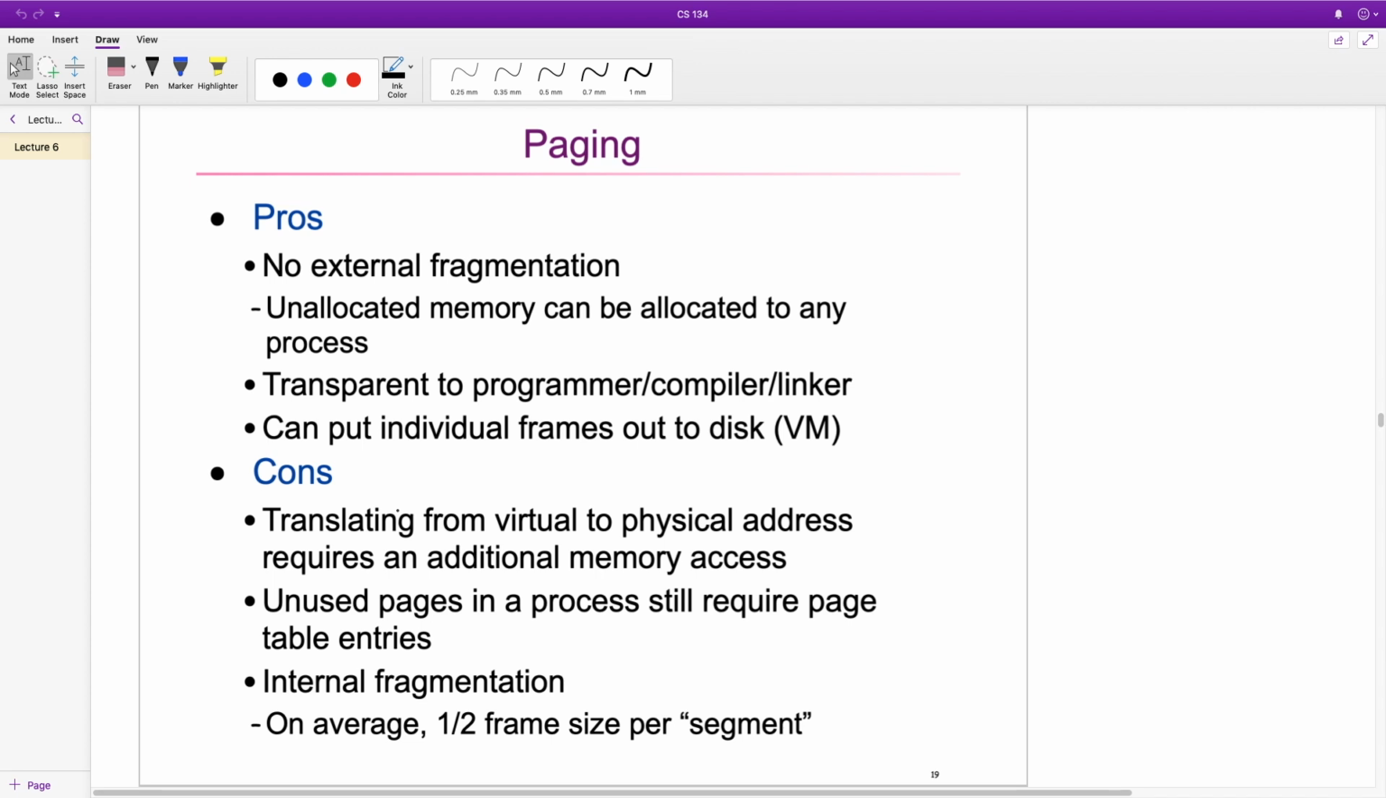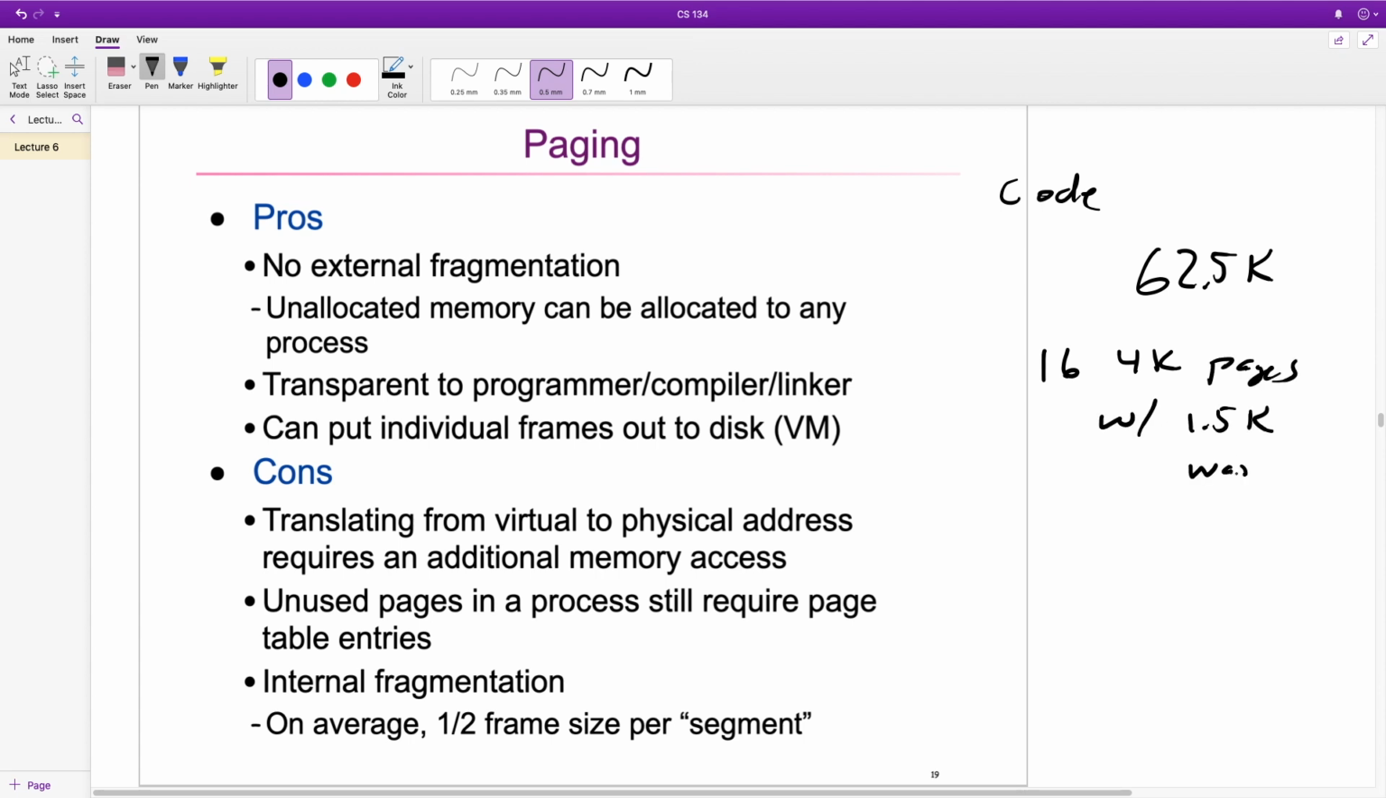Does that assume that each segment's exactly one page? No. If I have, let's say, code that is 62.5K bytes, then this is going to take how many 4K pages? A little over 15. So it'll take 16 4K pages with 1.5K waste. Internal fragmentation. So it doesn't assume that our code size is just one page. It can be many pages, but the very end of the code is going to be in a page that may not be full.